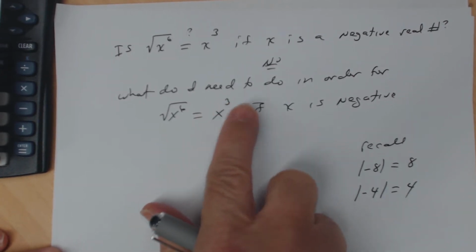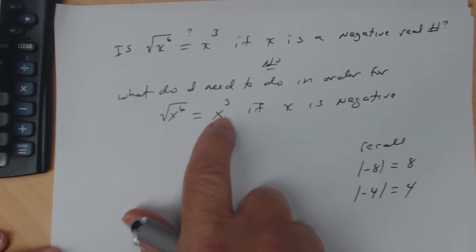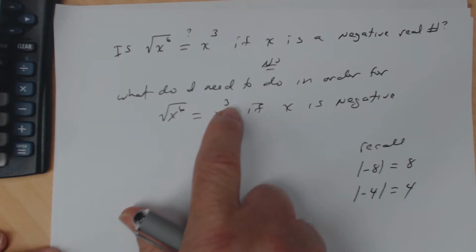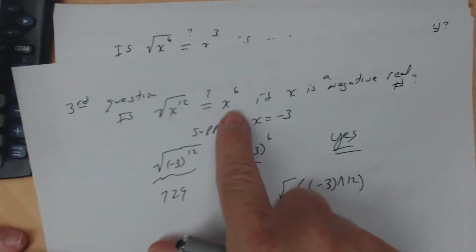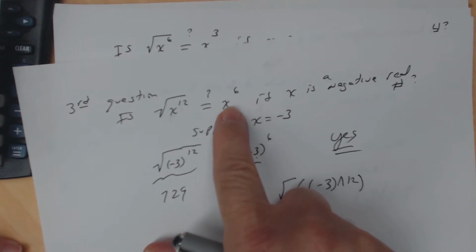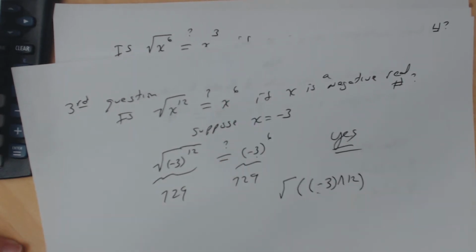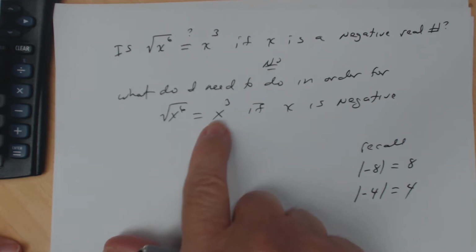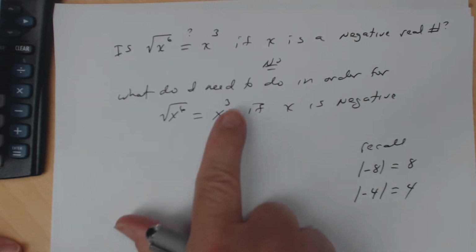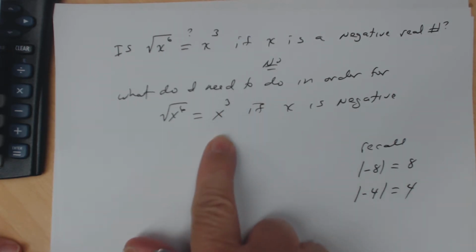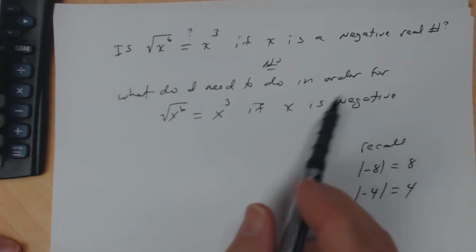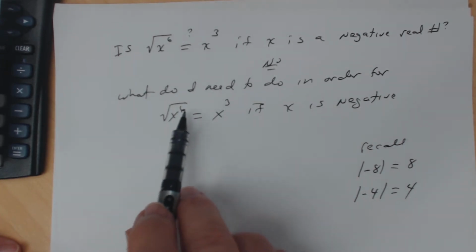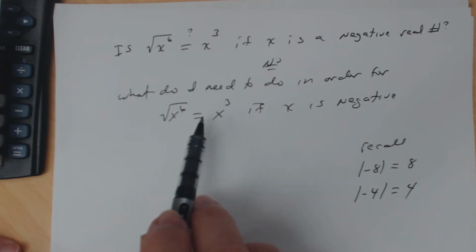I've got to take, because if x is negative, it's always going to be negative because you're raising a negative to an odd power. If it's raised to an even power, you don't have to worry about it because a negative number raised to an even power is always positive. But if it's raised to an odd power, you have to take the absolute value of that expression. So here's your answer. What do I need to do in order for these two sides to be equal?